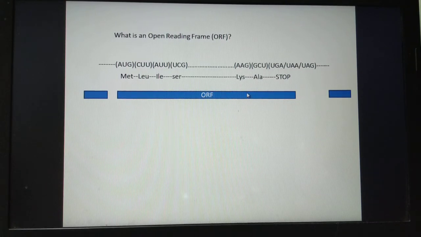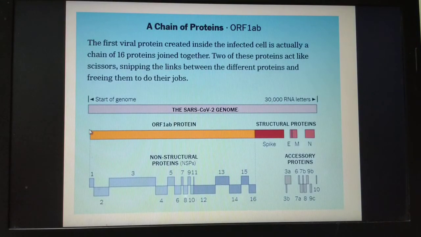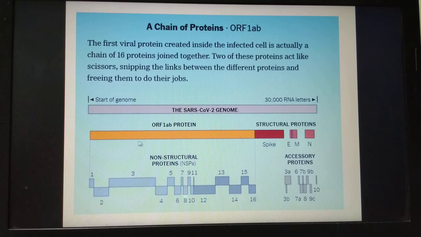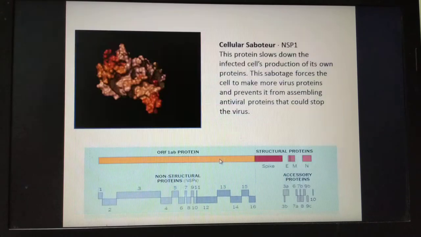Now let's go back to our main chapter. This is one open reading frame, and from this lots of non-structural proteins come. How come this is one protein? After synthesizing this one big protein, it gets chopped up into several small protein molecules, about 16 proteins from this one big protein. Then there are some structural proteins, and in between there are some accessory proteins. So what do these proteins do? I will just go through that quickly.